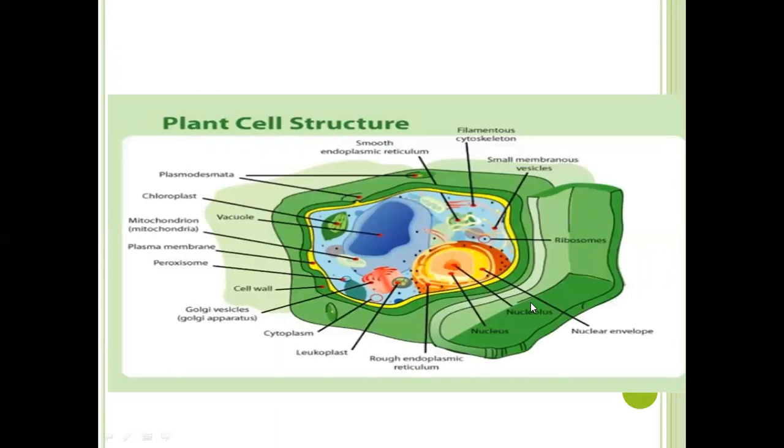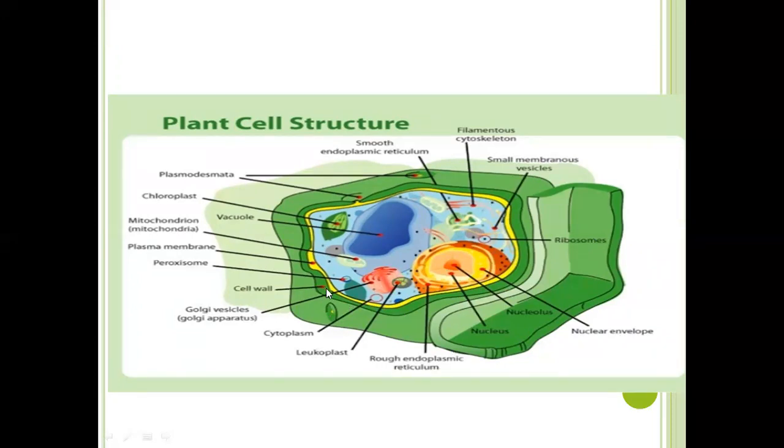Plant cell structure. This is the plant cell which is having the smooth endoplasmic reticulum, filamentous cytoskeleton, small membranous vesicles. These are the ribosomes. These structures are nuclear envelope. This is the nucleolus. This is the nucleus. Rough endoplasmic reticulum. These are the leucoplast. These are the cytoplasm cells. These are the Golgi vesicles or Golgi apparatus.